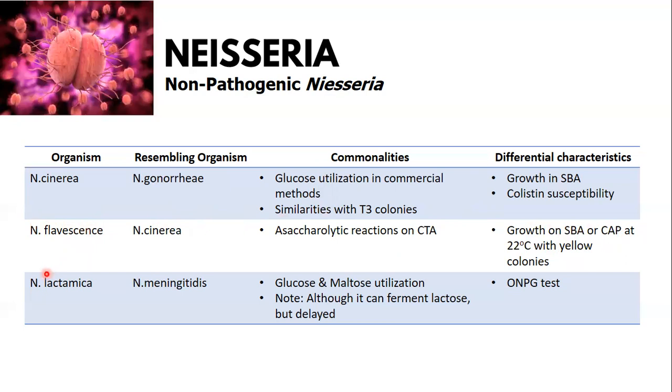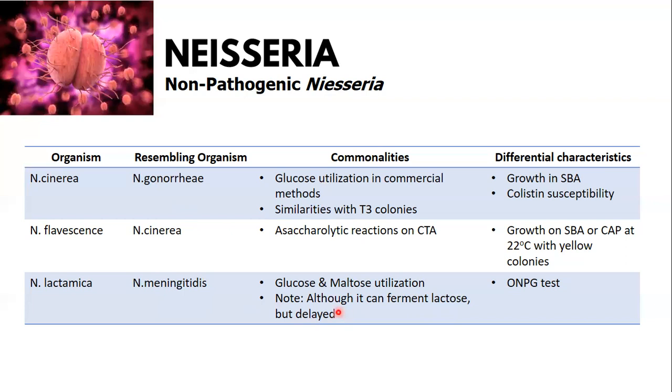Neisseria lactamica and Neisseria meningitidis are similar in terms of their ability to ferment glucose and maltose in carbohydrate utilization assay. Although Neisseria lactamica can be a fermenter of lactose, it may produce a delayed reaction. That is why in 24 hours of incubation, Neisseria lactamica and Neisseria meningitidis would appear similar in terms of glucose and maltose utilization because lactose fermentation occurs later after subsequent incubation because of its delayed process of fermentation.